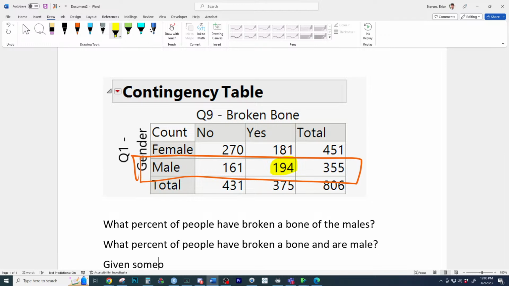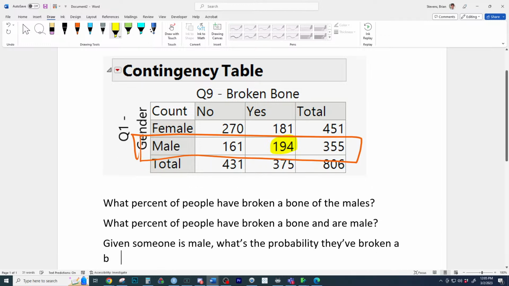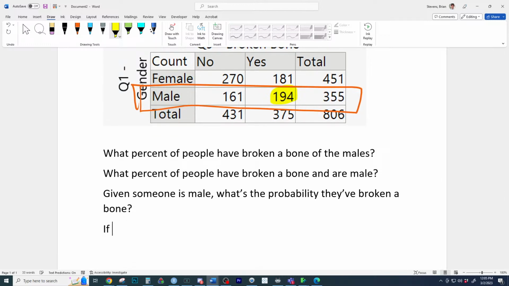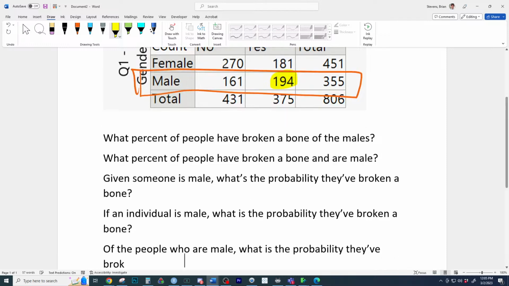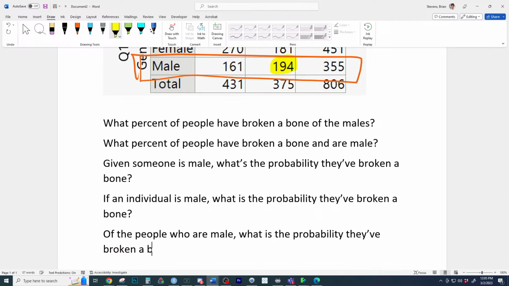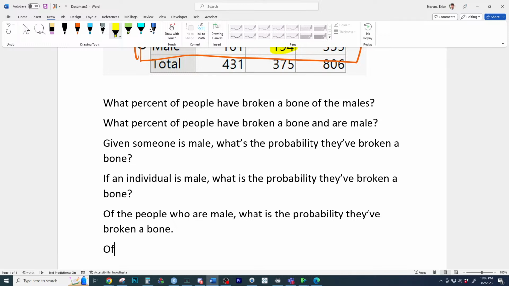I could say, given someone is male, what's the probability they've broken a bone? If an individual is male, what is the probability they've broken a bone? Of the people who are male, what is the probability they've broken a bone? Of all people, this is a different thing.